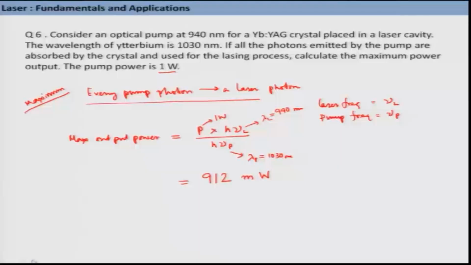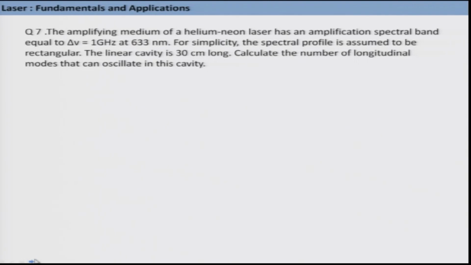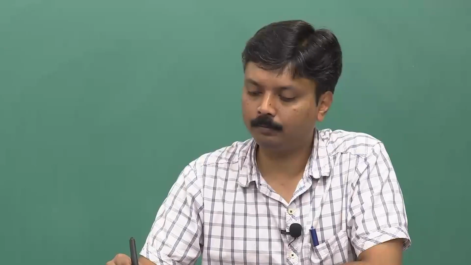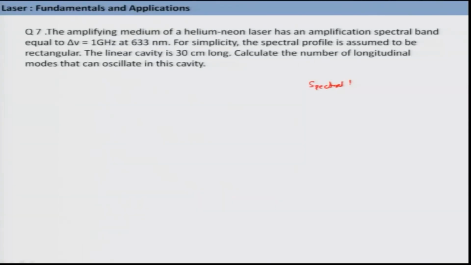Now we will consider a couple more problems before we conclude the lecture today. So the next question is, the amplifying medium of a helium neon laser has an amplification spectral band equal to delta nu equals 1 gigahertz. Okay, so essentially we have been given the spectral bandwidth. So the bandwidth is equal to 1 gigahertz.